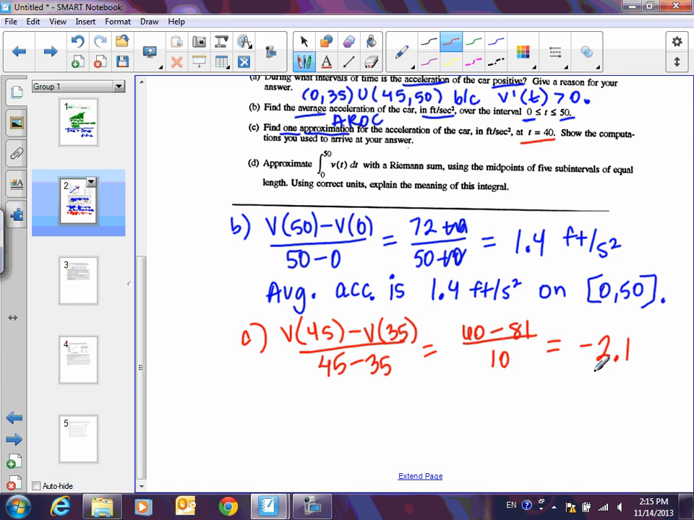Okay? So we're going to write it out again. We're going to say acceleration is approximately negative 2.1 feet per second squared. And we cannot leave it here. We have to say when or where this is happening. So we actually have to use the t. If they give you a t value, you need to put t in your answer. When t equals 40 seconds.